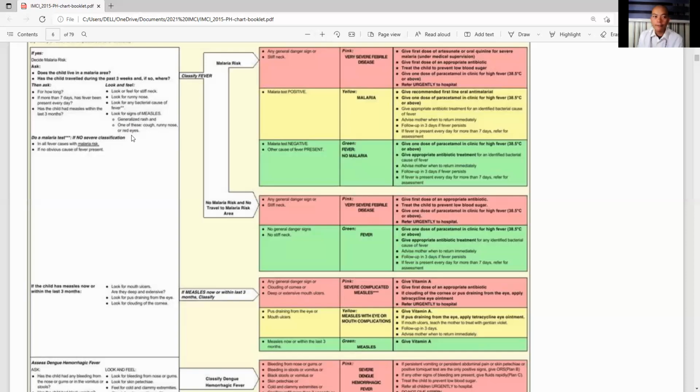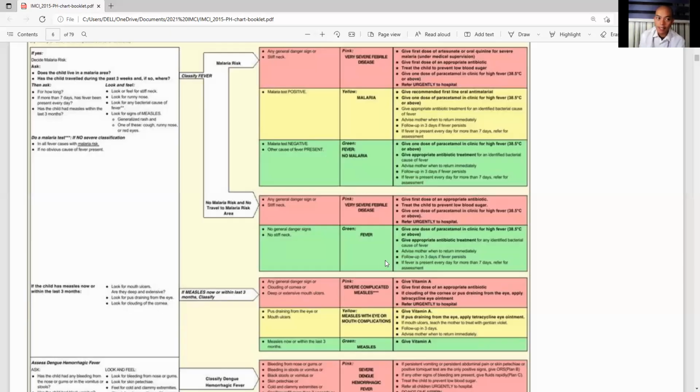If possible, if the test is available in the center, let us do a malaria test. Okay, if we have, it's a malaria test kit. If all fever cases in malaria, no obvious cause of fever in patient. If the child has measles now or within the last 3 months, look for mouth ulcers. Are they deep and extensive? Look for pus draining in the eye. Look for clouding in the cornea. So it can mean measles.